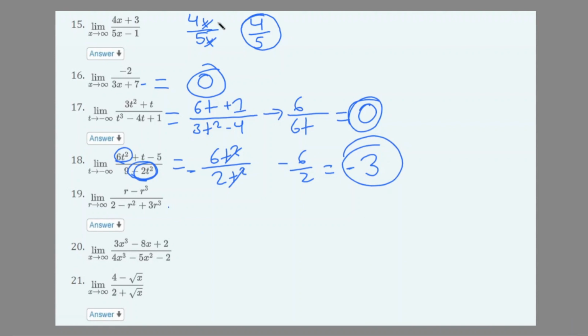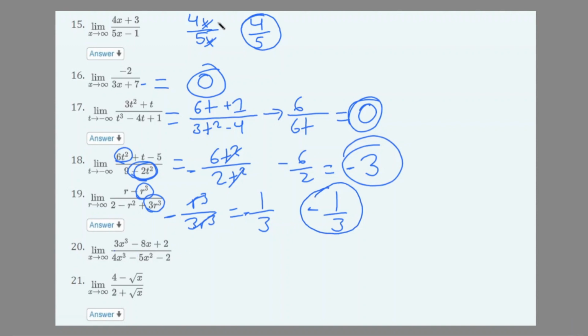And for number 19, we can do the same thing, grab the highest power, r cubed over 3r cubed. Now if we get rid of the r, that would give us just 1 over 3, or negative r actually. So it'll give you negative 1 over 3. So as the r value goes to infinity, our limit is negative 1 over 3.